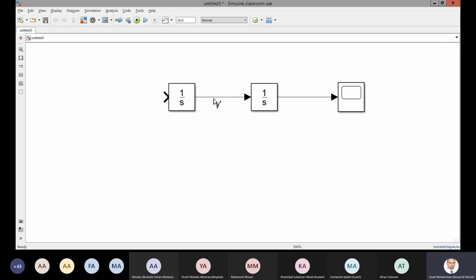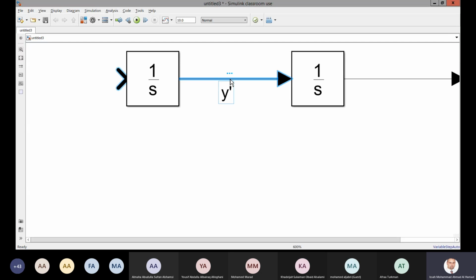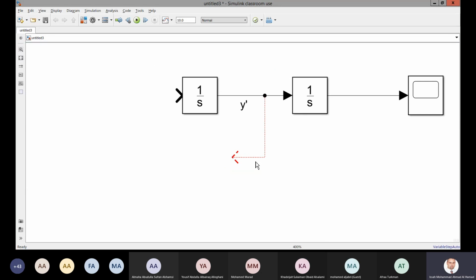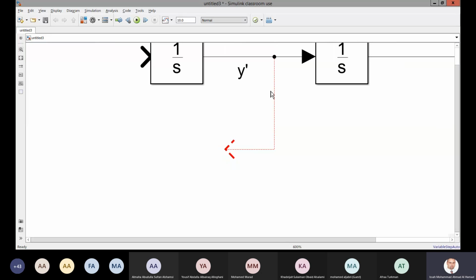So we need to take a branch from here. How can we take a branch from here? If you press here, it will select the line. If you need to take a branch, you press on Control and press on the line. Okay. So this is a branch. Okay. Now there is nothing to the branch. However, this is only to show you how to take the branch.